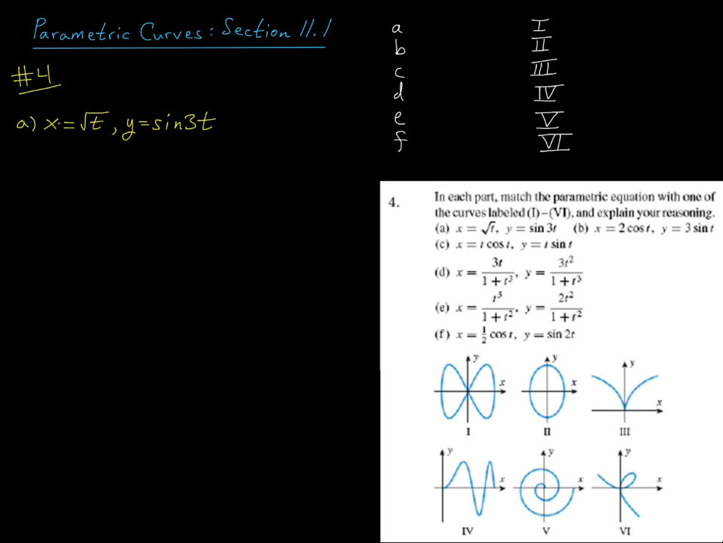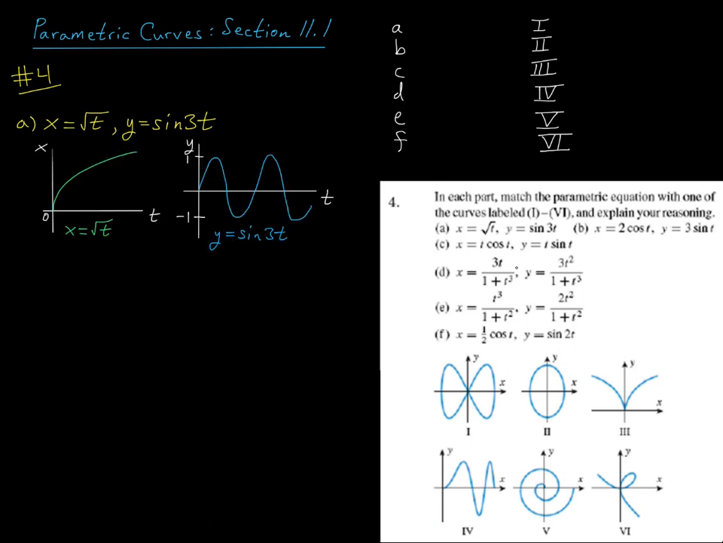And for part A, we have that x is equal to the square root of t and y is equal to the sine of 3t. And so to begin, I'm just going to sketch x and y as functions of t separately. So you see that x is equal to the square root of t in green and y is equal to the sine of 3t in blue.